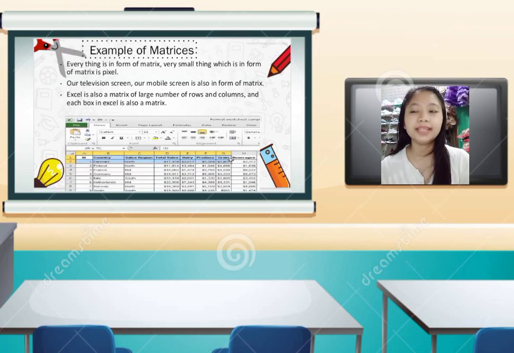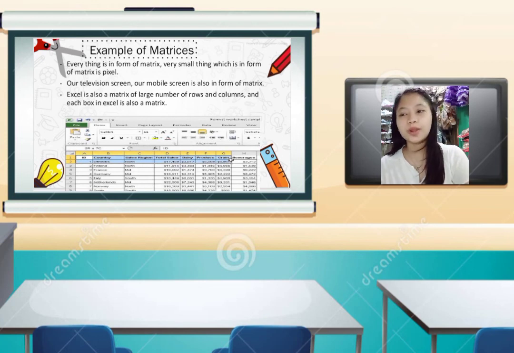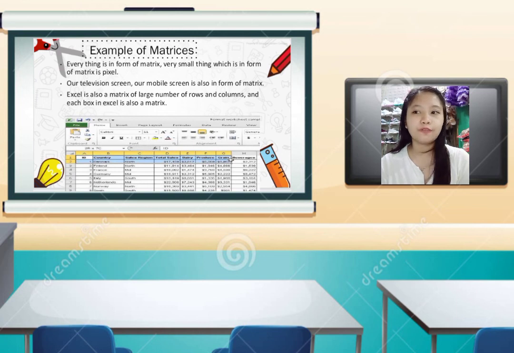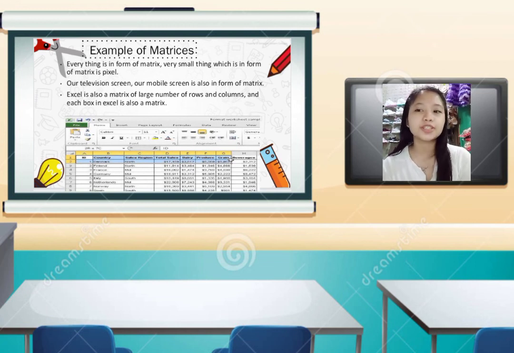So, now, let's apply matrices in our real life. Example of matrices: everything is in the form of a matrix. A very small thing which is in the form of a matrix is a cell. Our television screen and our mobile screen are also in the form of a matrix. Excel is also a matrix of a large number of rows and columns, and each box in Excel is also part of a matrix.